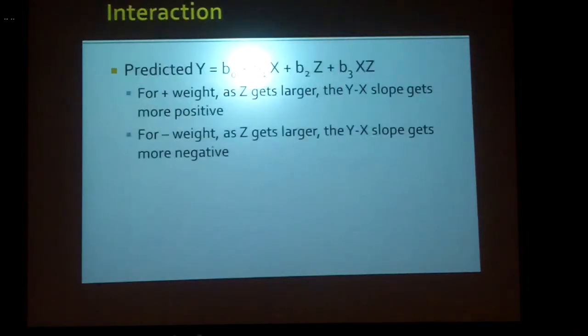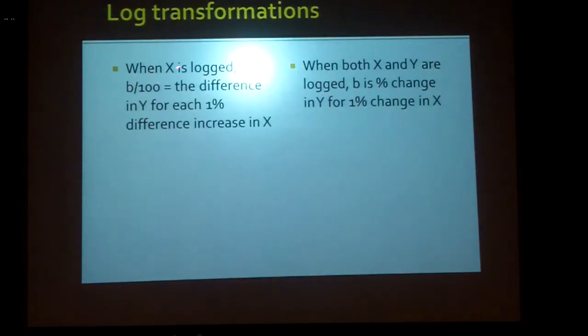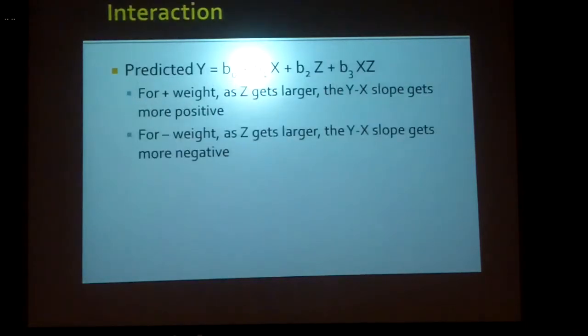So here is just a reminder that if you do a log transformation on any of the X's, then the beta weight over 100 is the difference in Y for every 1% increase in X. So the beta weight over 100 means the difference in Y for every 1%, not 1 unit, difference in X. And if you log both of them, then B means the percent change in Y for 1% change in X. So it turns things into percentages, basically. And that's just something you'd have to write down and put somewhere because it's easy to forget how the logs work.